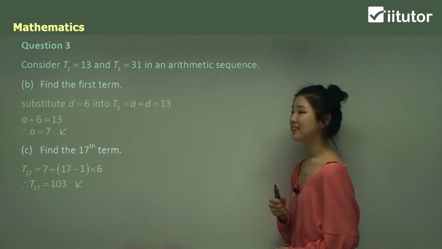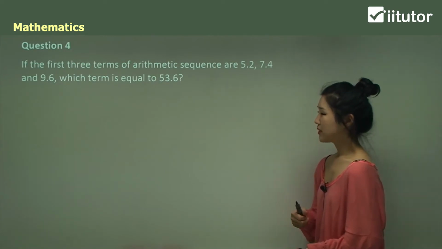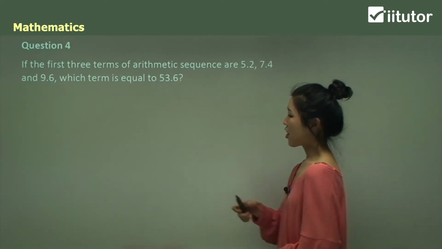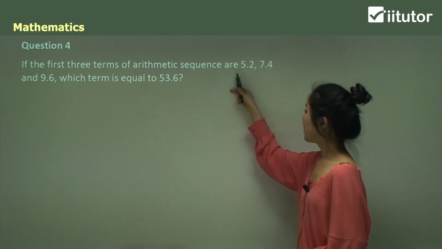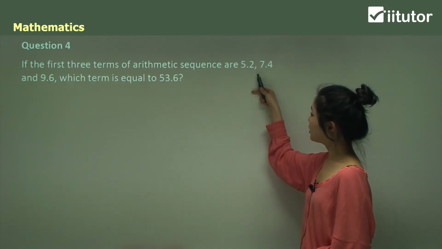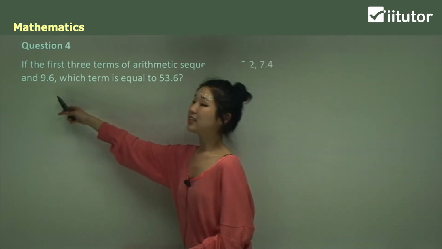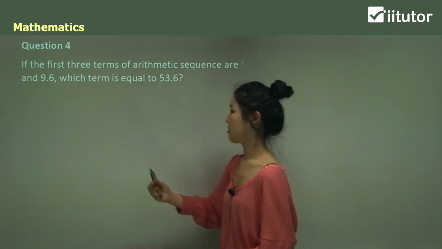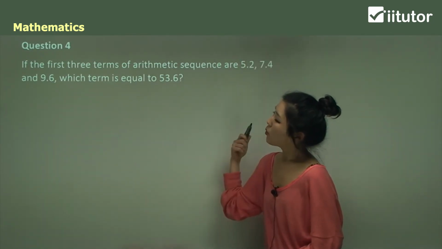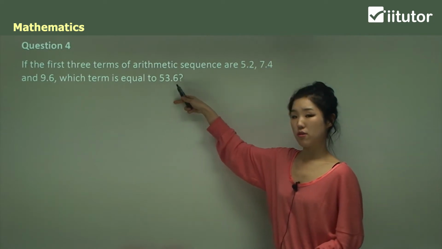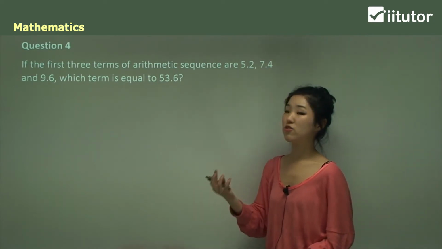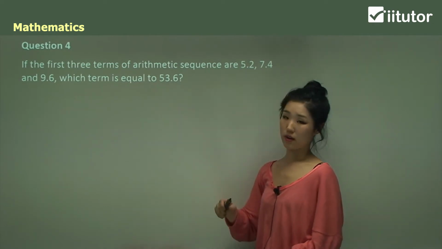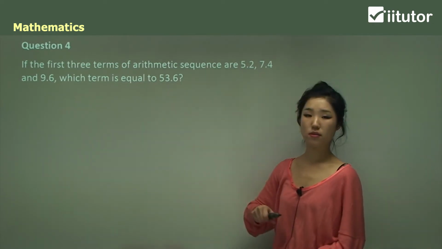Let's move on. So question 4 says, if the first 3 terms of an arithmetic sequence are 5.2, 7.4, and 9.6. So this time there are some decimal numbers. But anyway, which term is equal to 53.6? So this time they want to find n. Which term is equal to this one, if these are the first 3 numbers?